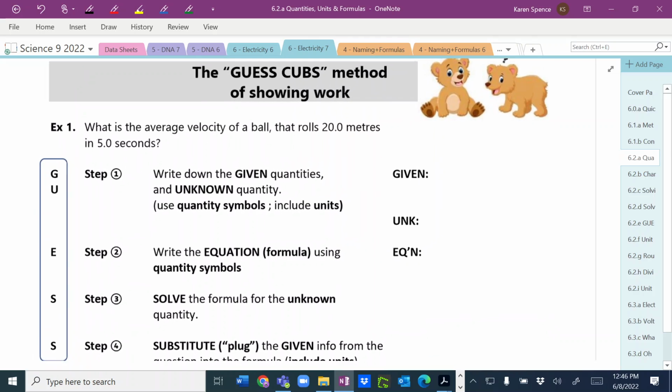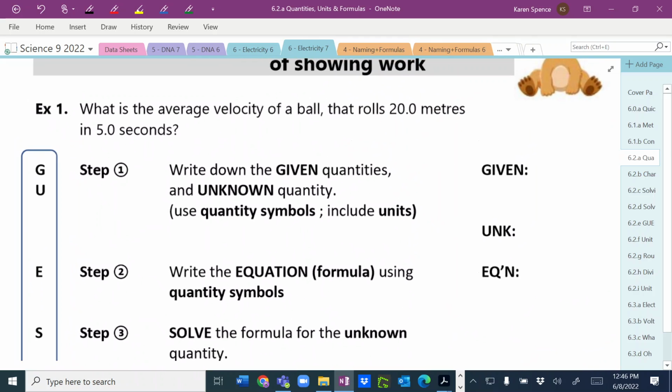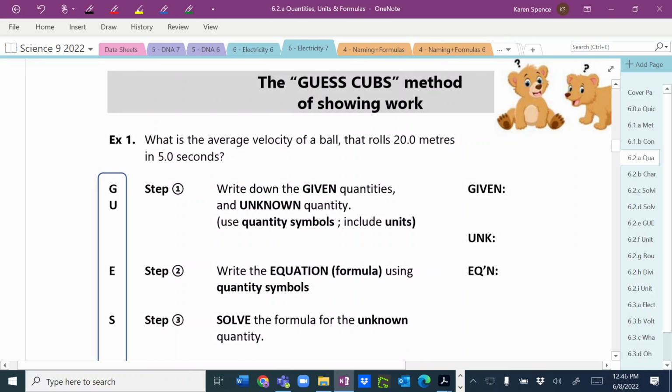What is the average velocity of a ball that rolls 20 meters in 5 seconds? So we have 3 things in this question. We have the velocity, we have the meters, and we have the seconds. Yes? 3 things. Step number 1, you're going to write down what you are given.